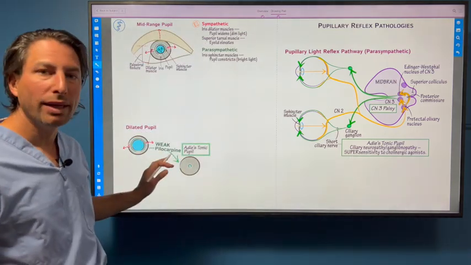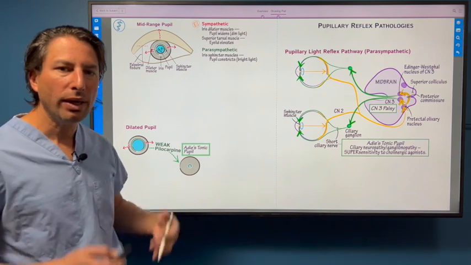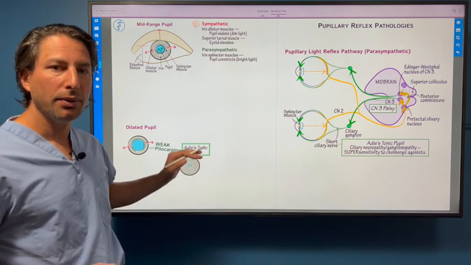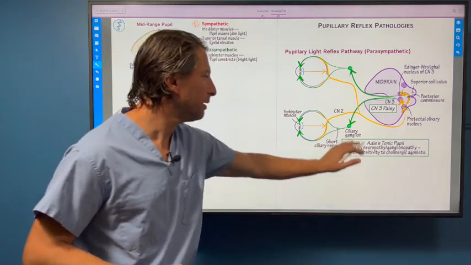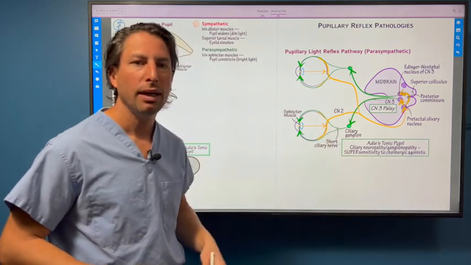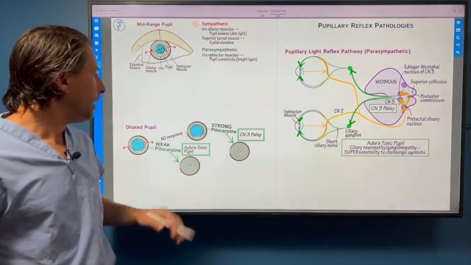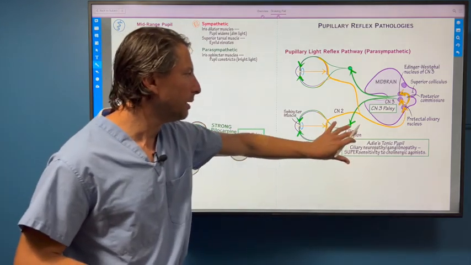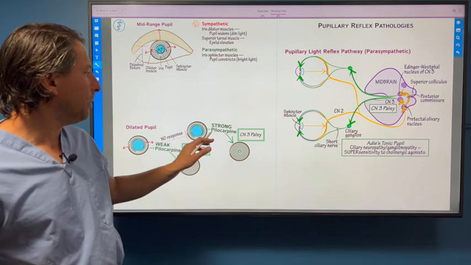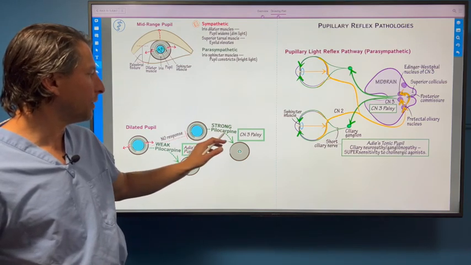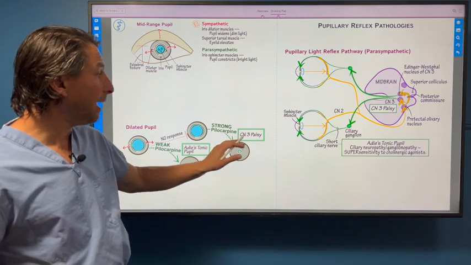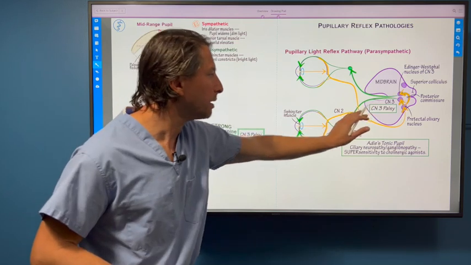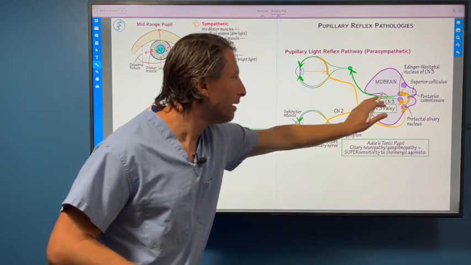So if we use a weak amount of pilocarpine, a weak cholinergic agonist, we're going to see immediate constriction. And if we see that, we know it's an Adie's tonic pupil because there's supersensitivity, because this portion of the pathway is aberrant. If there's no response and the pupil's still dilated, then we know that this isn't the machinery that's upset. If we add a strong cholinergic agonist and we get constriction, then we know we are dealing with a cranial nerve 3 palsy.